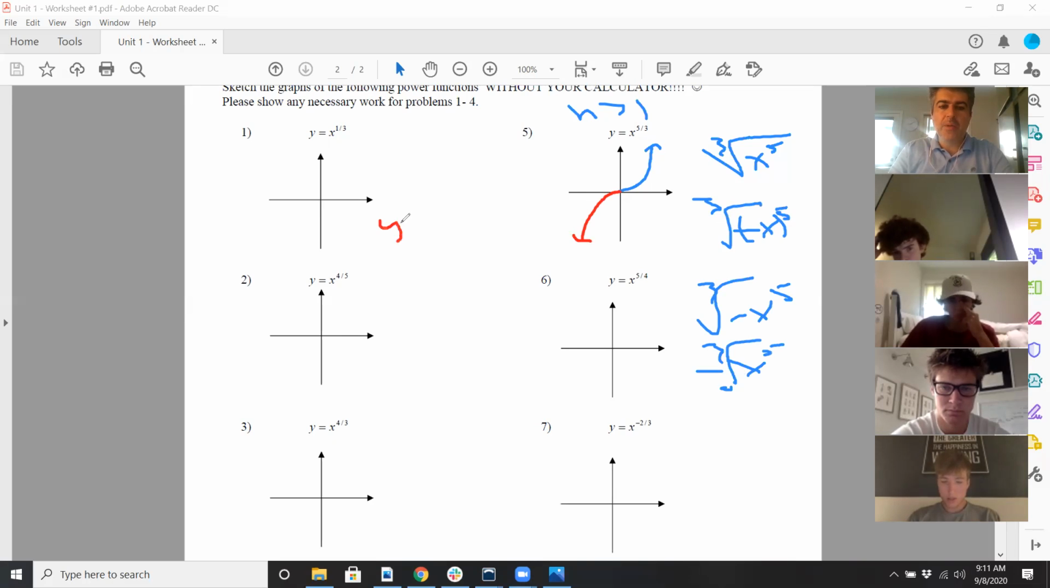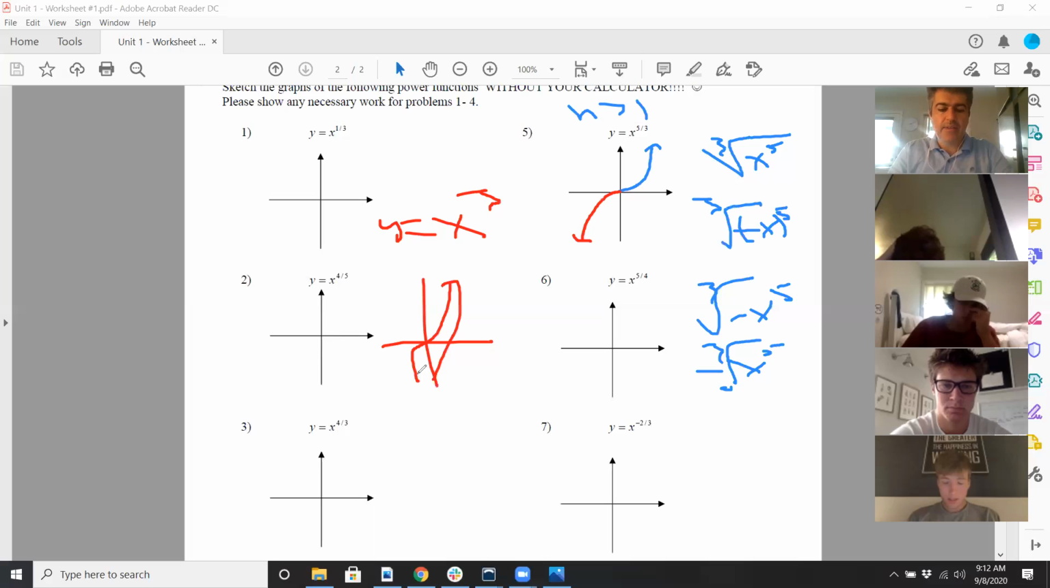You might remember y equals x cubed, that graph. That's an odd function. And so x to the 5/3 follows the same curvature as x cubed. They're really not that much different. I mean, of course, the y values will be different, right? But the curvature, same thing.